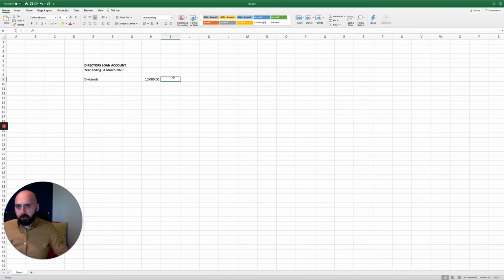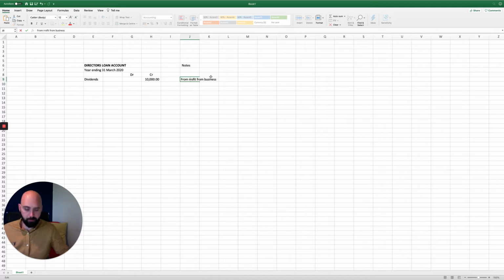So I'm going to put some notes on the right hand side here. And also we deal with debits and credits. Don't worry too much at the moment if this doesn't make sense. It will hopefully make a bit more sense in a second. So notes is profit from business. Well, it's not the whole profit, it's part of the profit. We say profit from business. Okay, so dividends is from your profit in the business.